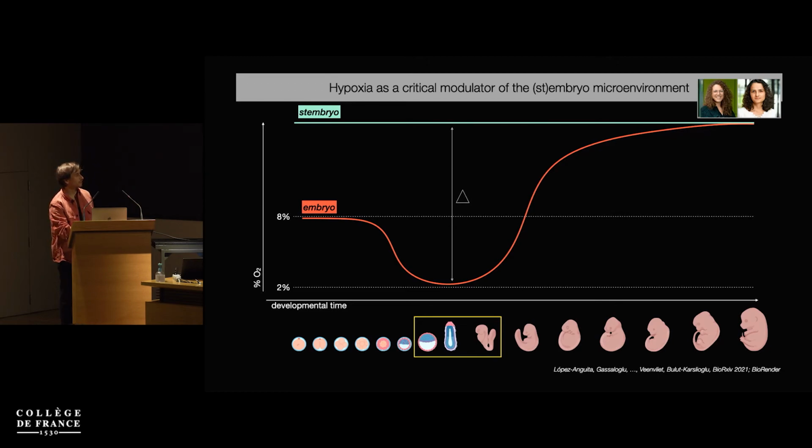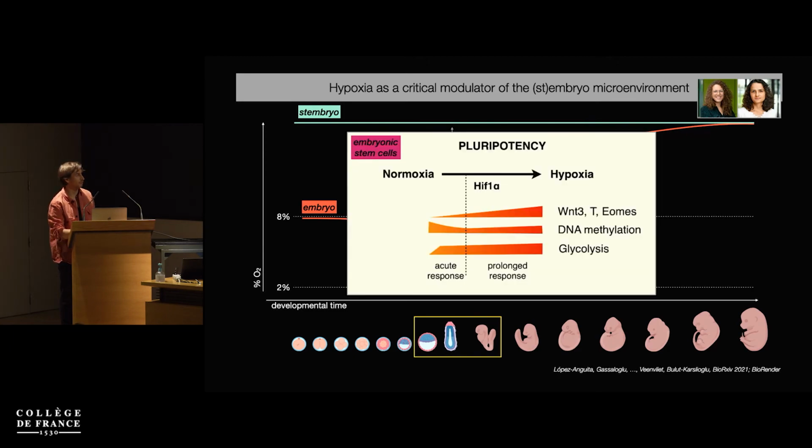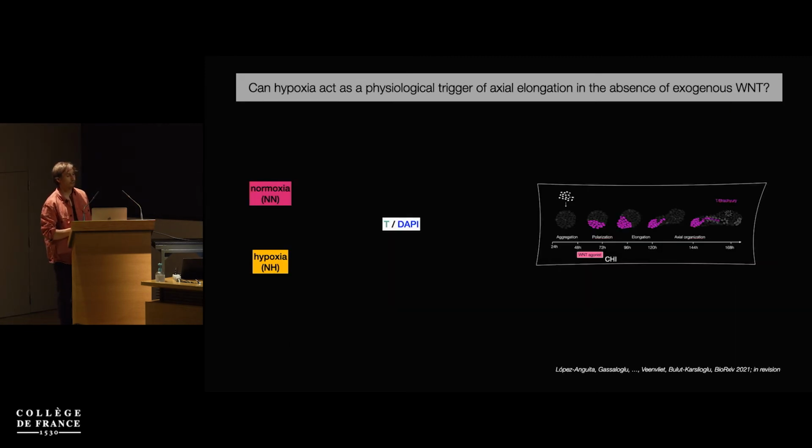The importance here is that especially the stages that we try to model in a Petri dish, you can see that the embryo actually grows under very, very hypoxic conditions. And Aydan had a really interesting observation that if you culture just embryonic stem cells under hypoxia, they induce a transcriptional signature of the primitive streak, essentially. Especially, hypoxia induces Wnt in embryonic stem cells. So we asked if hypoxia might act as a physiological trigger of axial elongation in the absence of exogenous Wnt.